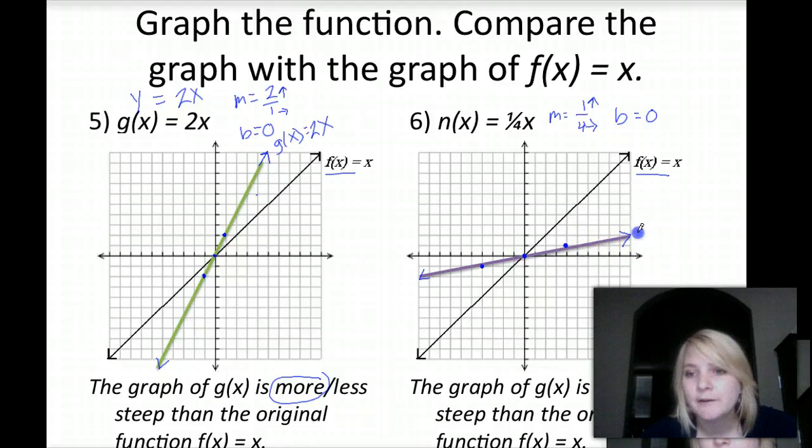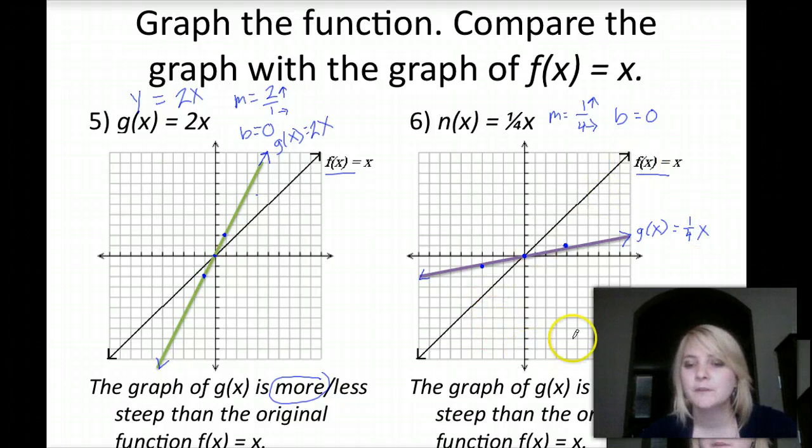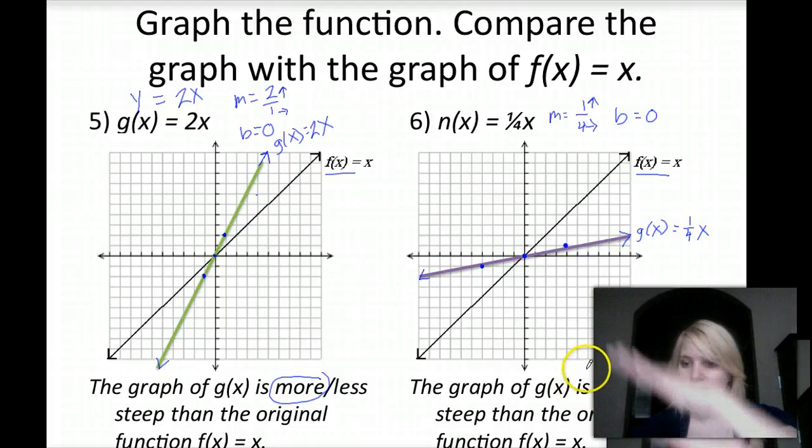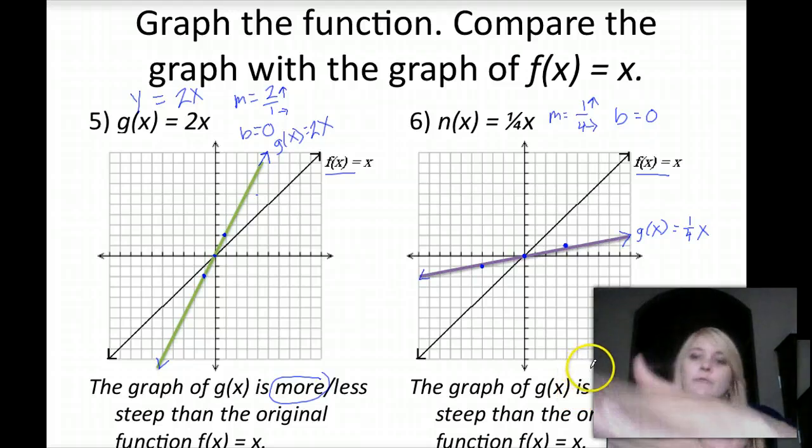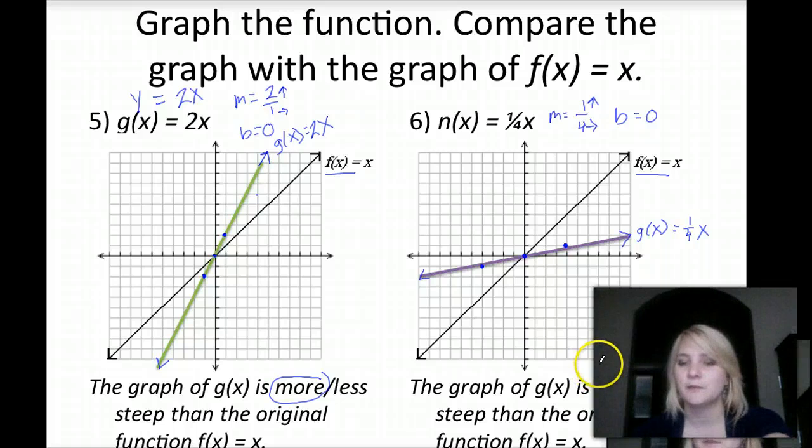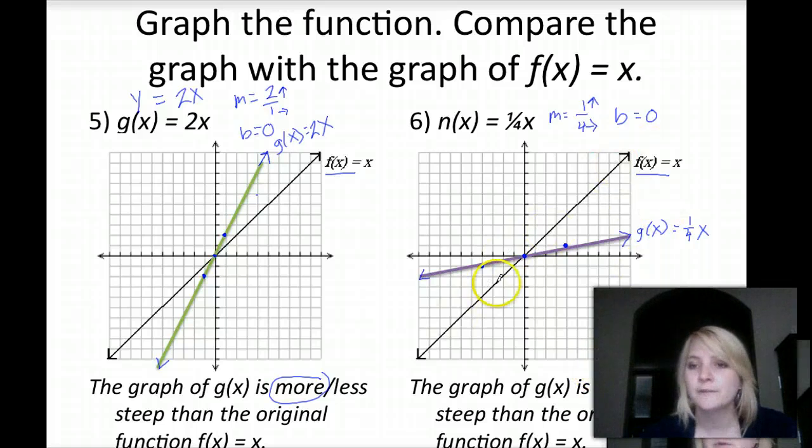And now we're comparing g of x, which is noted in purple, to f of x, noted as a black line. So the graph g of x is more or less steep. Once again, use that incline. If you were going down this, a roller coaster, going down a sled on a hill, which is more steep? Now the black line is more steep. So let's just say the graph of n of x is less steep than the original function f of x equals x.